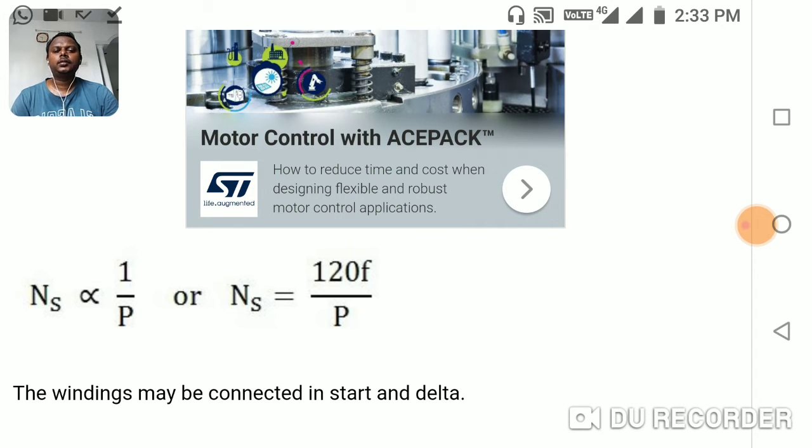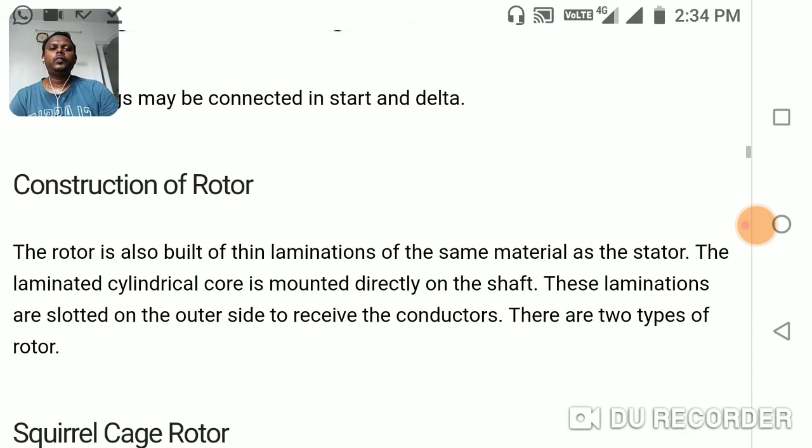As you know, Ns is the synchronous speed of the motor, f is the frequency, and P is the number of poles. The construction of the rotor. The rotor is also built of thin laminations of the same material as the stator. The laminated cylindrical core is mounted directly on the shaft. These laminations are slotted on the outer side to receive the conductor.